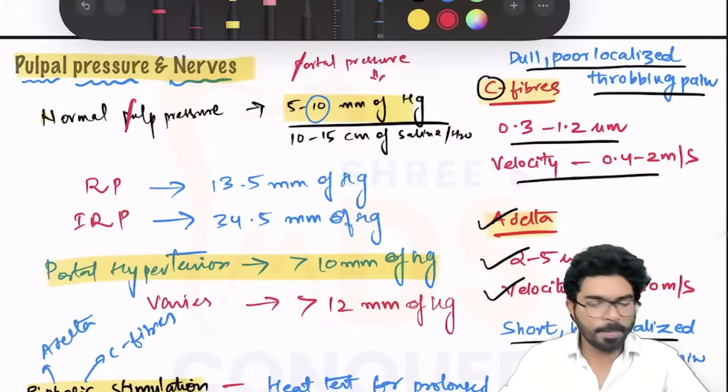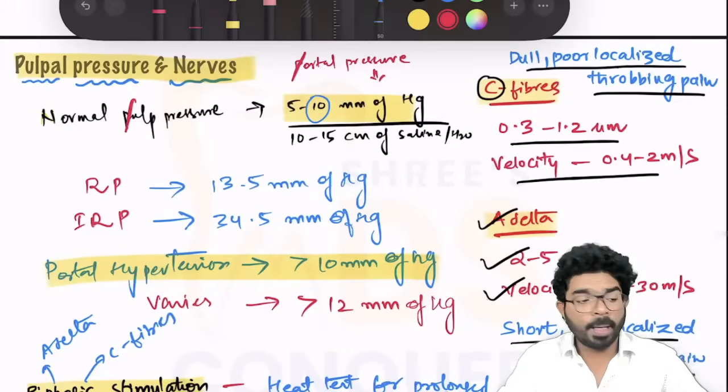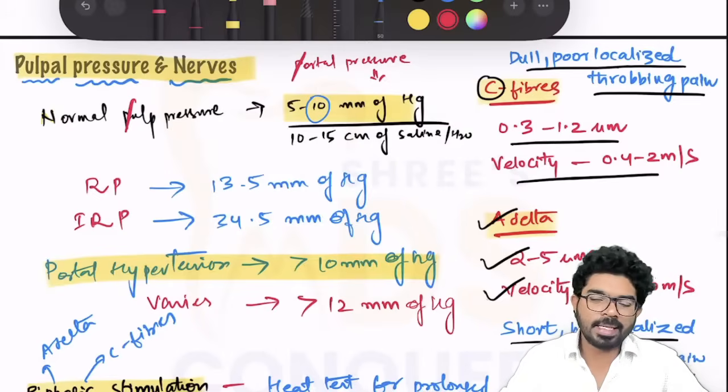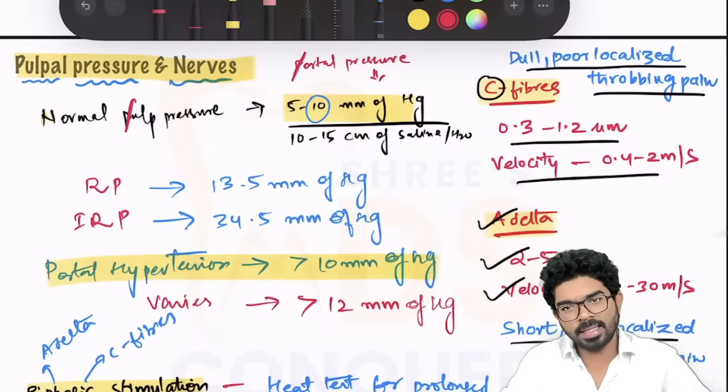Anyone can tell me what is the pressure in the case of your necrotic pulp? What could be the pulpal pressure in the case of necrotic pulp? Necrotic pulp is dead pulp. So whenever the pulp is dead, there is no pressure. Okay, so the answer is 0.